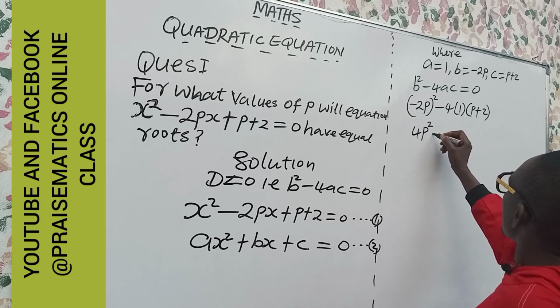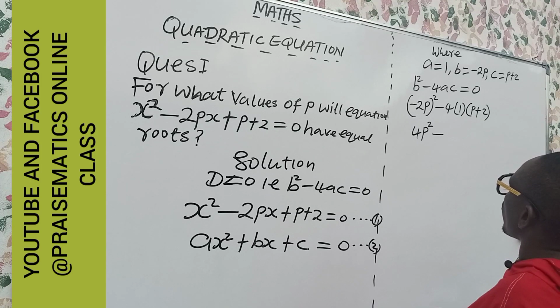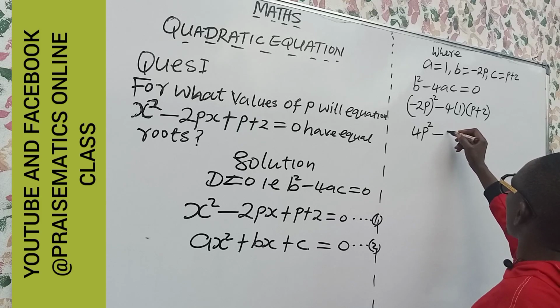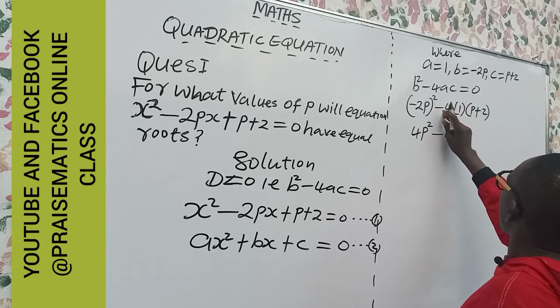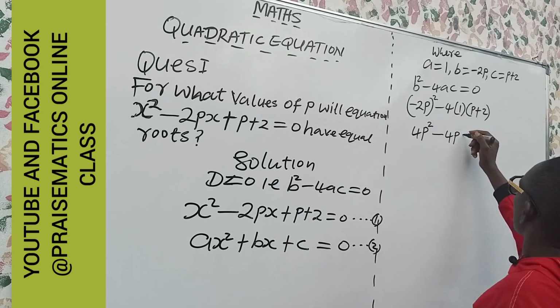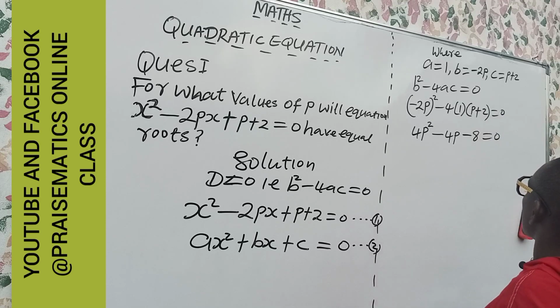4p squared minus 4 times this. 4 times 1 is 4, 4 times p will give us minus 4p. Minus 4 times 2 will give us minus 8. This must be equal to 0.